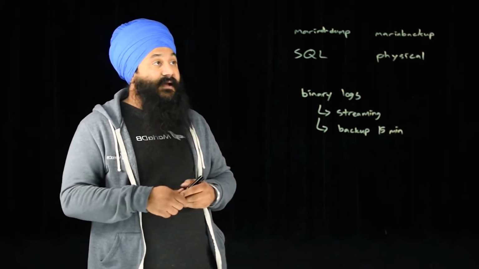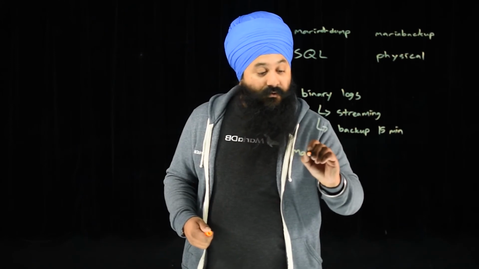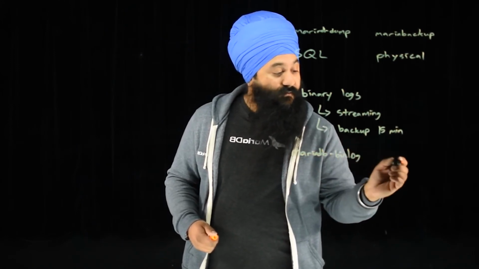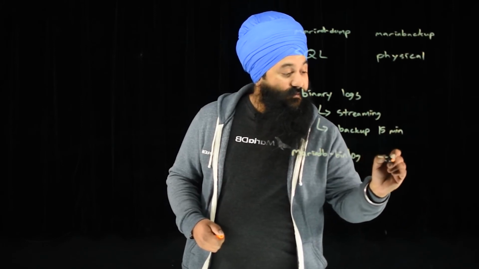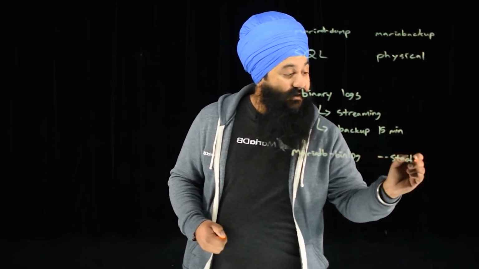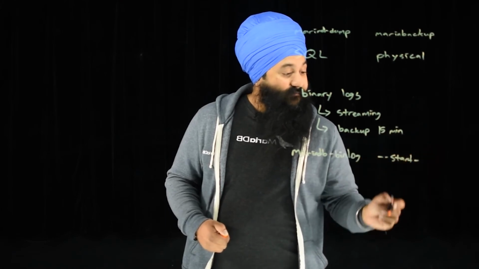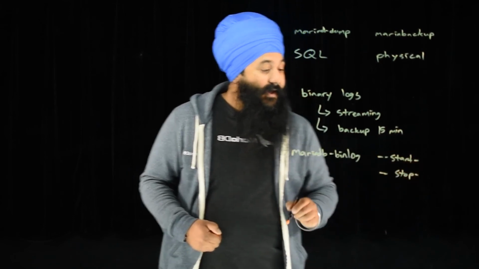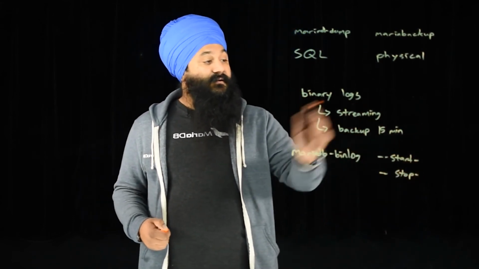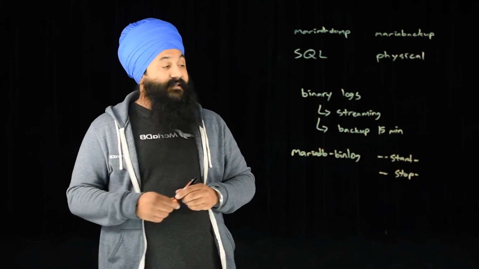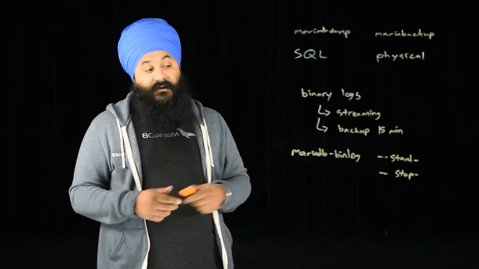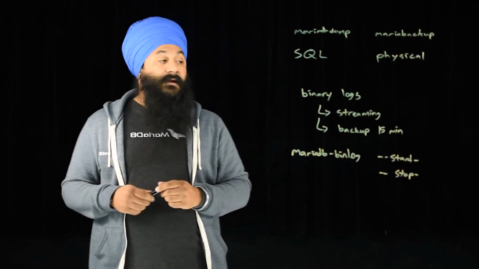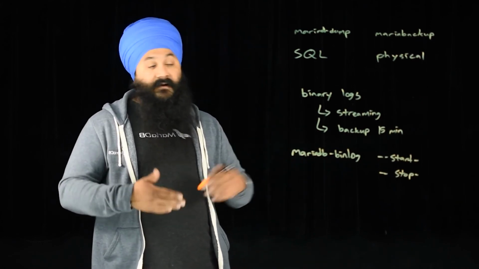So what you would do is something like mariadb-binlog, and you would give it a start position or a start time, and from there you could also give it a stop time or stop position, and it will basically replay those logs into your server until that point, and then you're up and running. So that's basic point-in-time recovery with MariaDB and how it's been done. Thank you.